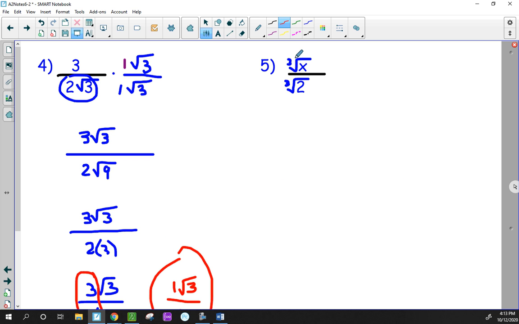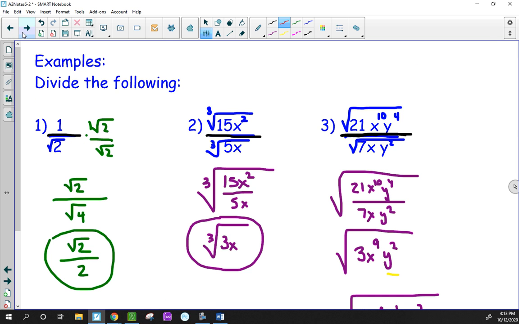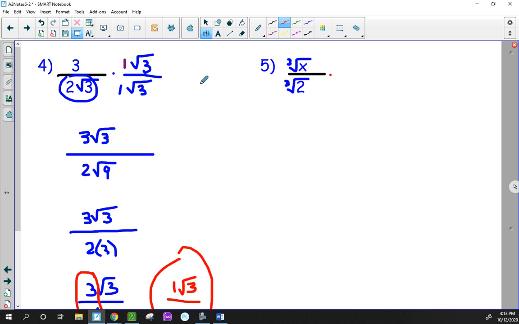Number 5, cube root of x divided by the cube root of 2. Okay, again, notice that there is a single term here. Also, even though these are both underneath the radical, dividing x by 2 won't simplify, so I can't write it as one big fraction like I did on number 3. So I'm back to the rationalizing process.